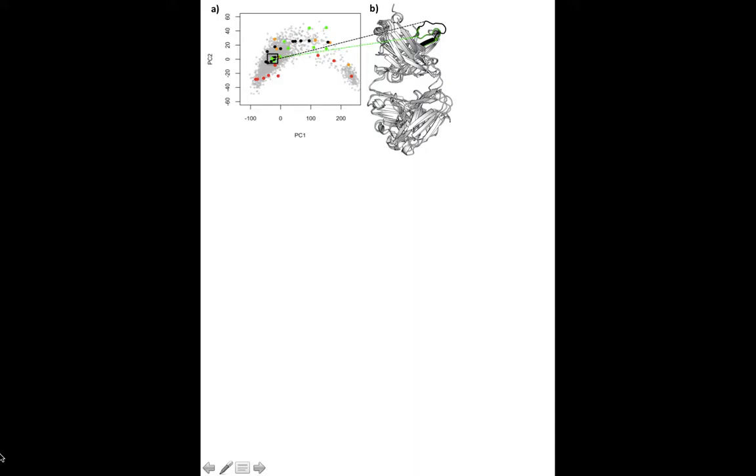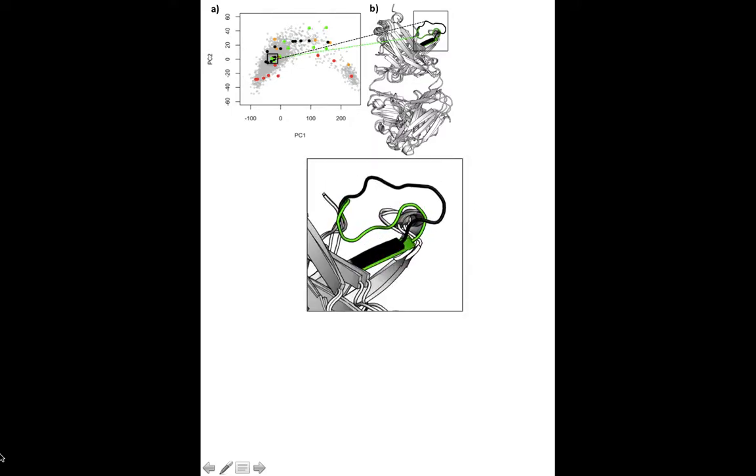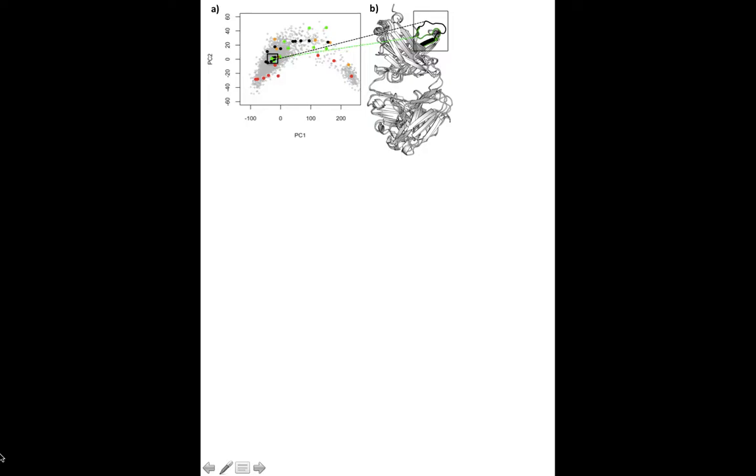If we have a look at the structure of two of these clusters, cluster 13 and cluster 7, what we see is that the overall conformation is very similar, and the main difference appears to be the conformation of a flexible loop in the constant domain of the Fab heavy chain. For the representative structure of cluster 7, shown in green, the loop has a closed conformation, whereas for cluster 13, the loop has an open conformation, which is shown in black.